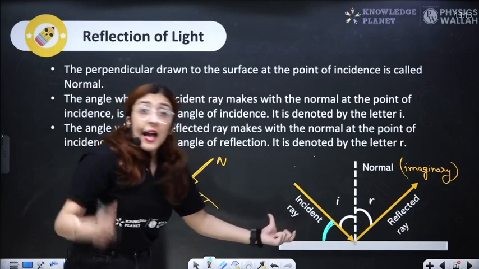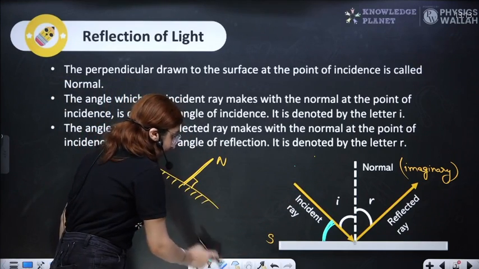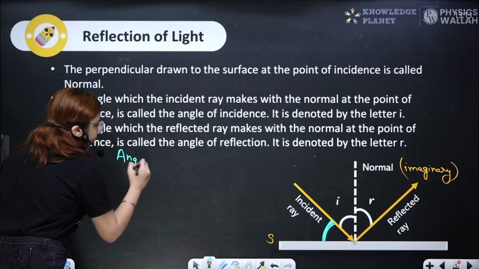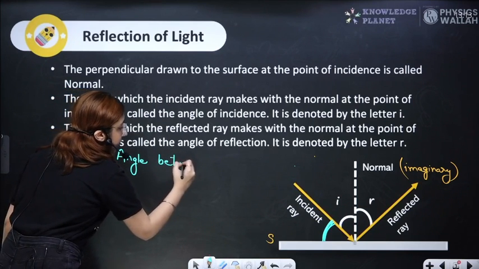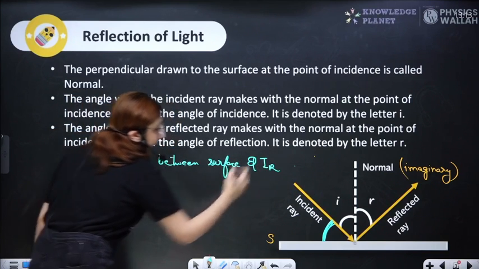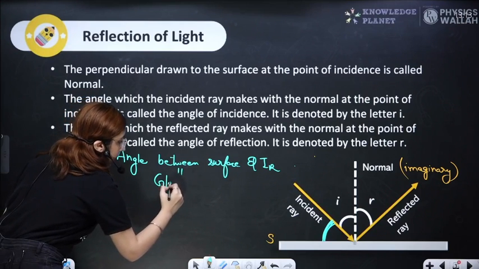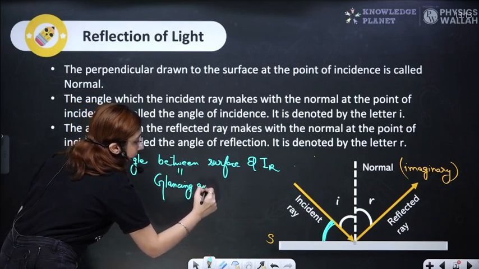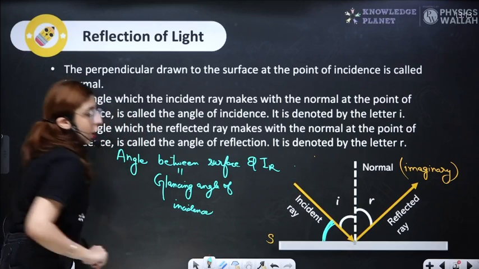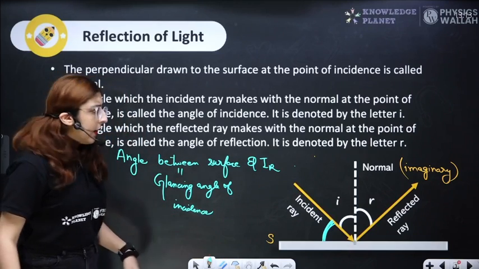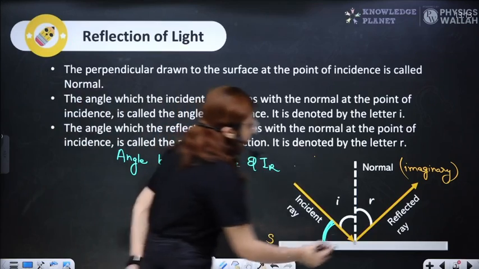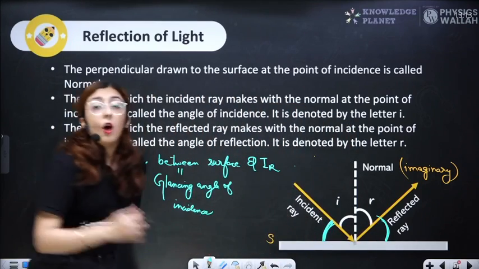So this angle between surface and incident ray, let me raise it and write it properly. The angle between surface and incident ray, what is the name of this angle? Glancing angle. And you are going to call it the glancing angle of incidence. Similarly, there is one more angle on the opposite side, the angle between reflected ray and surface. Of course, this is your glancing angle of reflection.